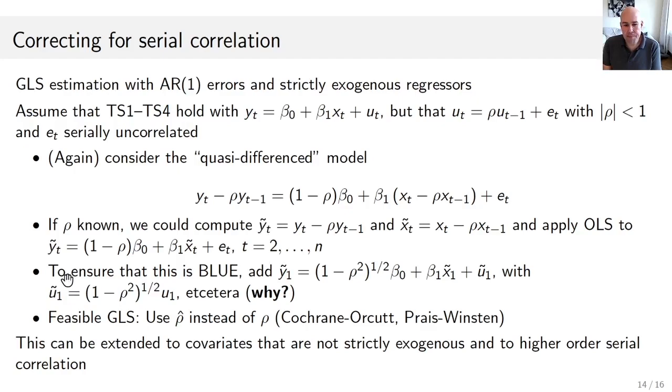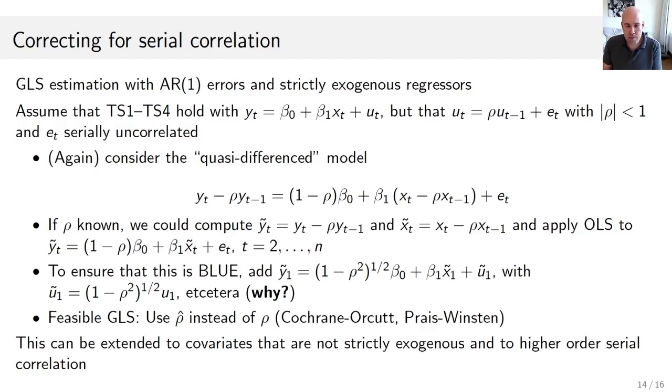Now, in order to also use the first period, we need to use a different transformation in the first period. So here the transformation is for t equal to 2 up to n. Here the transformation is for the first period. And as I've shown you, what we need to use is to multiply by the square root of 1 minus rho squared. And this to the power 1/2 is that exact square root. And this answers the why question here. This was generalized least squares.